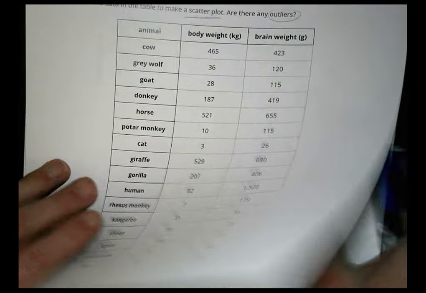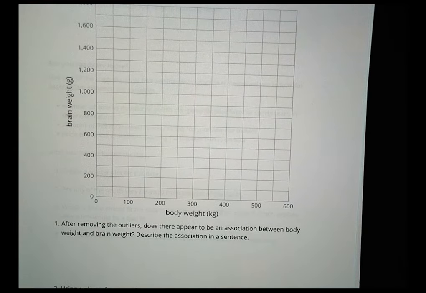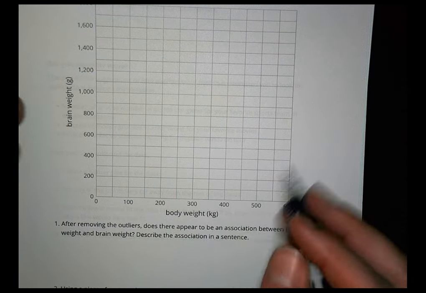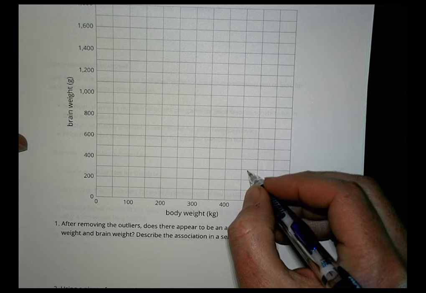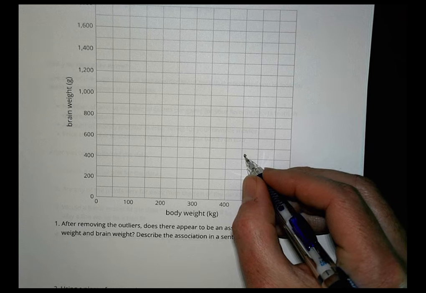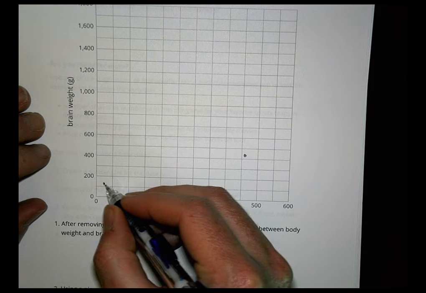Okay, so I'm going to turn it over here and I have my scatter plot here. Now what I have beside me, instead of flipping back and forth, is I'm going to use this table right here and I'm going to read off these in order and then plot the points over here as I read them off. So the cow is at 465 for the weight, which is right about here, and 423. So there's my cow. Then I have a gray wolf, which is 36, which is here, and 120, so a little more than 100, right about there.